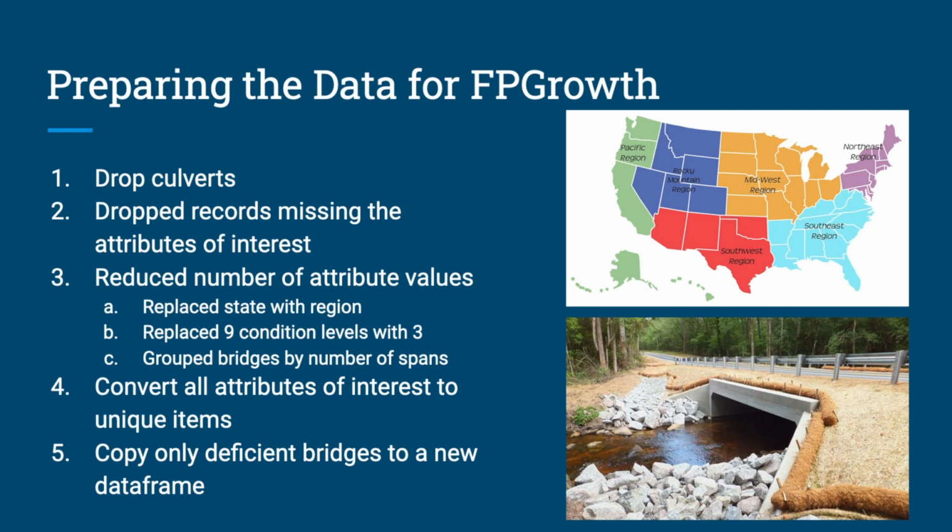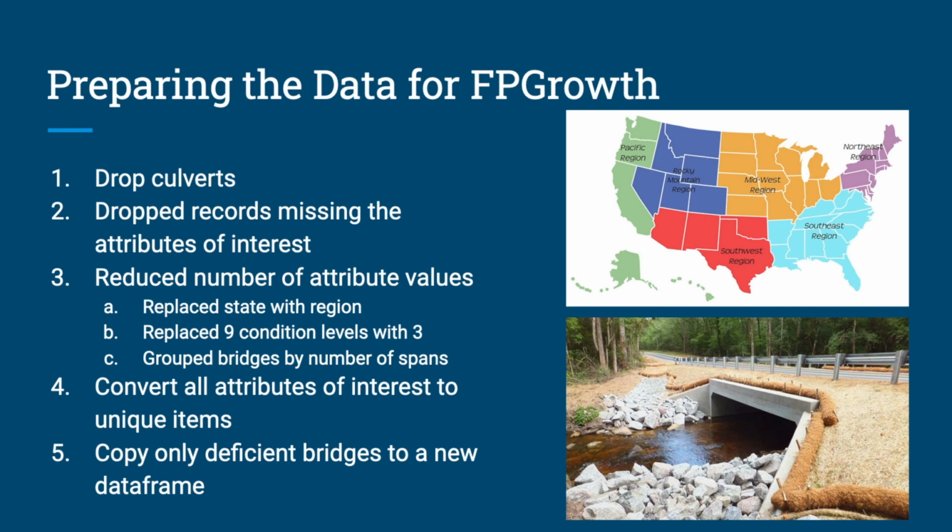I talked about grouping of the 9 condition levels. I also grouped bridges based on their location, and so there's a map on the right-hand side there, and you can see the 6 different regions of the U.S. that were considered here. And then you saw the plot with the number of spans, so bridges were also grouped by the number of spans.